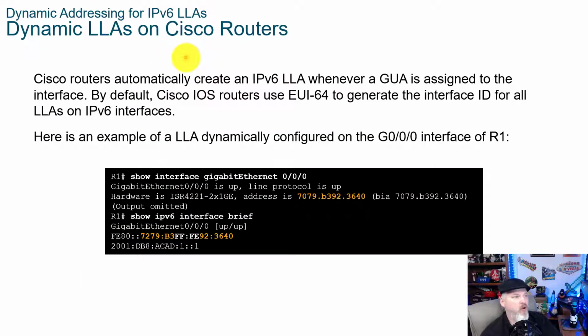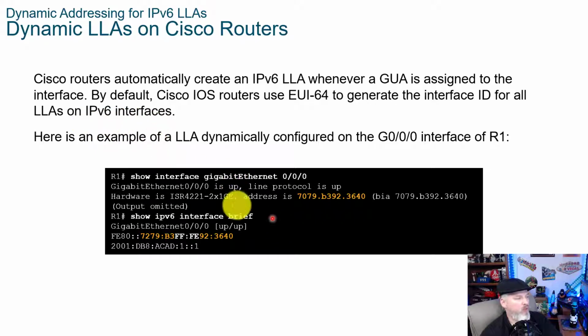Dynamic LLAs on a Cisco router: they automatically create a v6 LLA whenever a GUA is assigned to the interface. By default, Cisco IOS routers use EUI-64 to generate the interface ID for all LLAs on v6 interfaces.